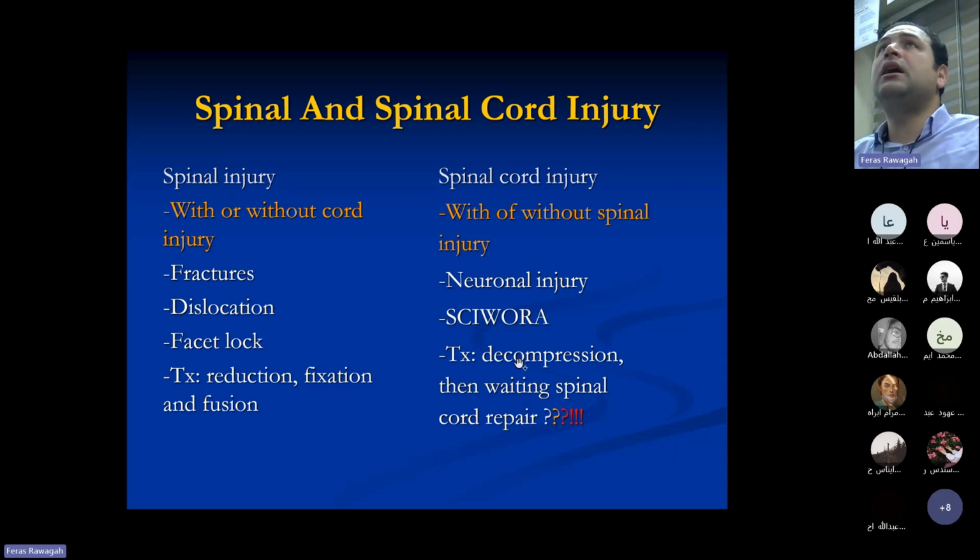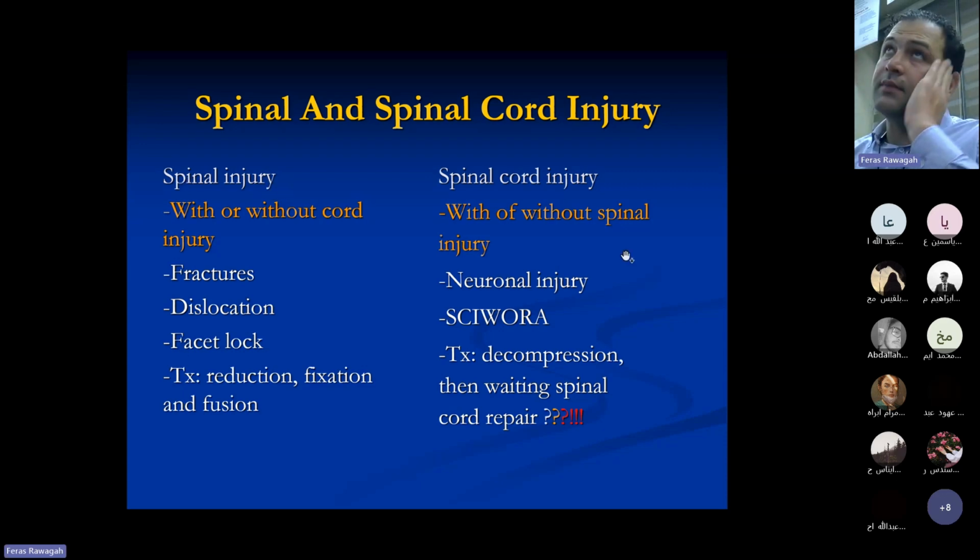This happened in the old people, for example, the elderly. They have some osteophytes or bone spurs in the cervical spine, and by some movement, when they fall, for example, this will result in hyperextension of the neck, and this hyperextension of the neck will result in the bone spur hitting the spinal cord, resulting in a spinal cord injury without having any spinal structural injury.